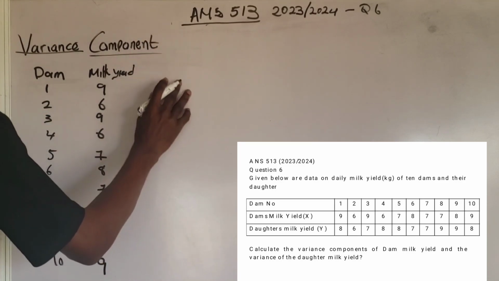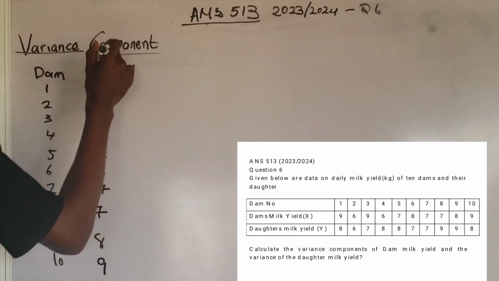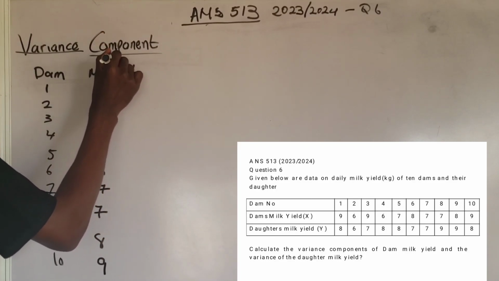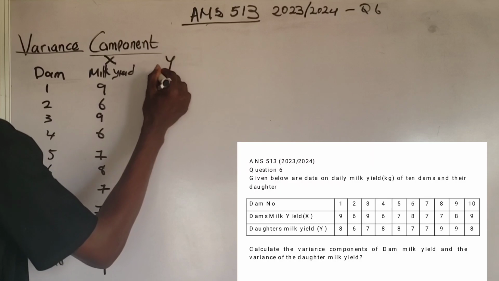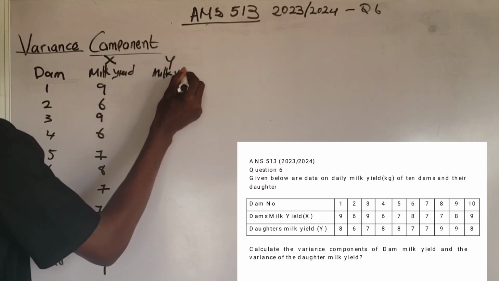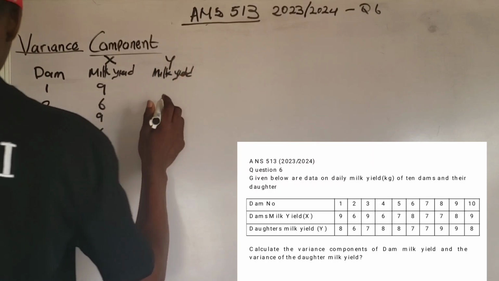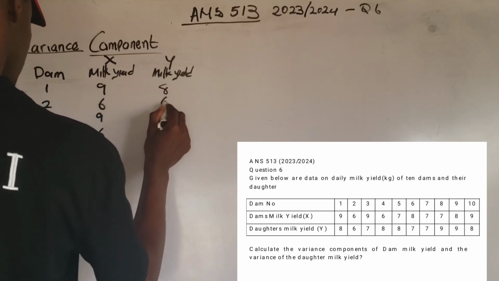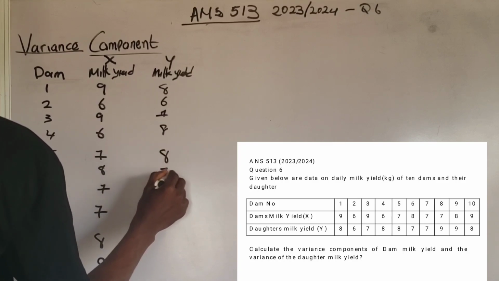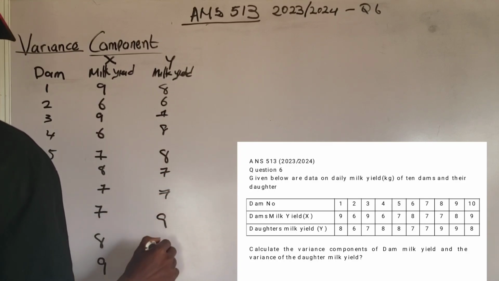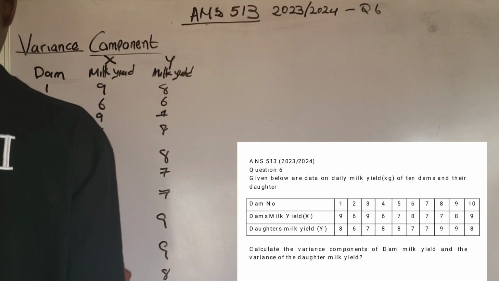So for milk yield, this is for the dam, the X. Don't forget, X also means the dam's milk yield. Then Y means the daughter's milk yield. So for Y now, milk yield, we have 8, 6, 7, 8, 8, 7, 7, 9, 9, 8.